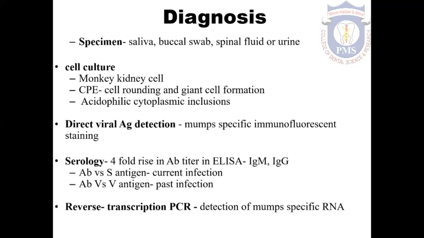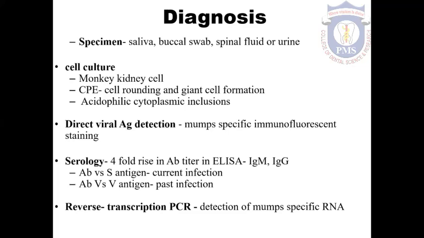Serum antibody detection. ELISA is the most widely used assay. Reverse transcription PCR is available to detect mumps-specific RNA such as N gene in clinical specimen. Genotyping is done targeting the small hydrophobic gene.